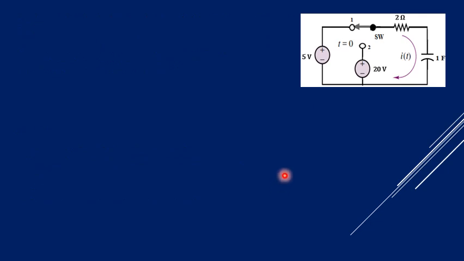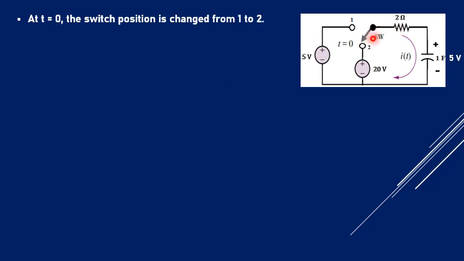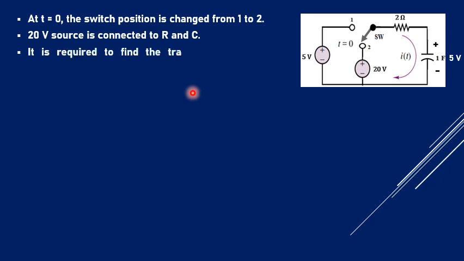Now we are trying to change the position from 1 to 2. At t equal to 0, the switch is closed to position 2. Now what will happen? This 5 volt source is disconnected, and this 20 volt source will be circulating current through this circuit. It is required to find the current I of t when the 20 volt source is connected.